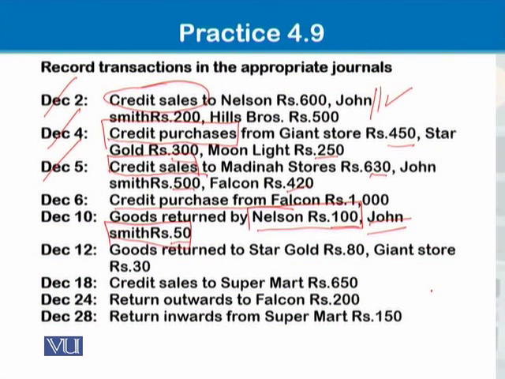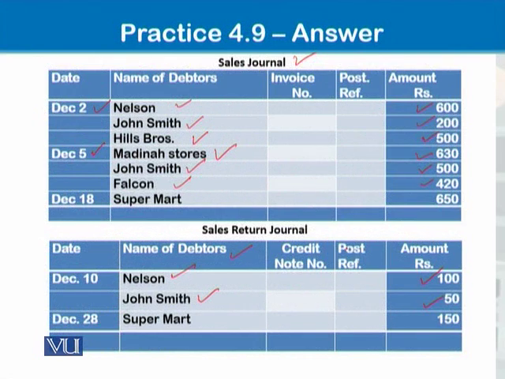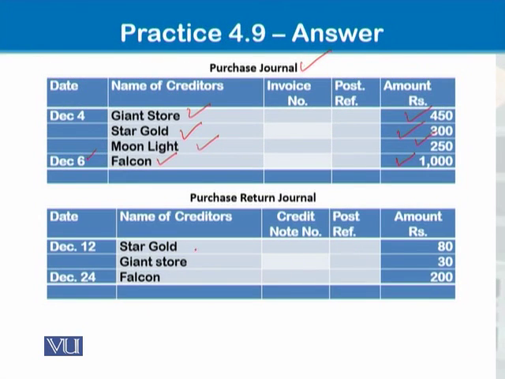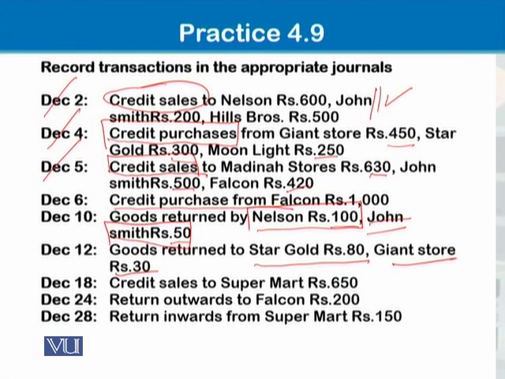Okay. Next comes goods returned to Star Gold 80 and Jan Store 30. So we have returned goods which were purchases returned. Okay, we purchased from these suppliers. Now we have returned goods to them. So these are purchases returned, Star Gold and Jan Store 80 and 30 is there on 12th of December.